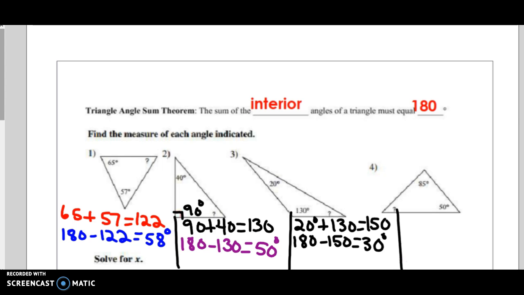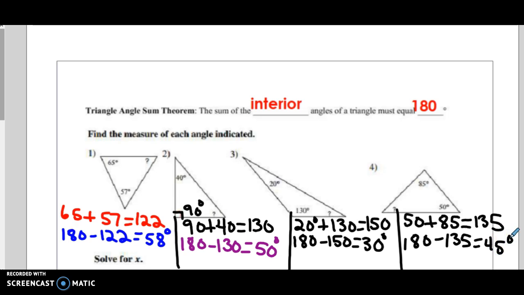Now let's try example 4. Again, pause the video, try it on your own, and then play the video to check your work. 50 plus 85 combines to give me 135. Then, because the interior angles will always equal 180 when I add them together, if I do 180 minus 135, that will let me know that my remaining angle is 45 degrees.